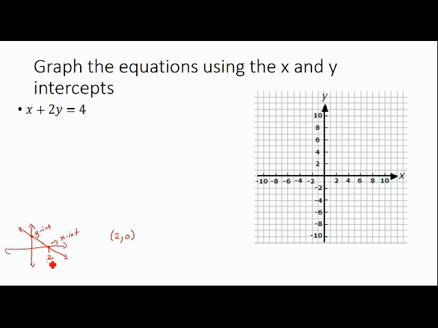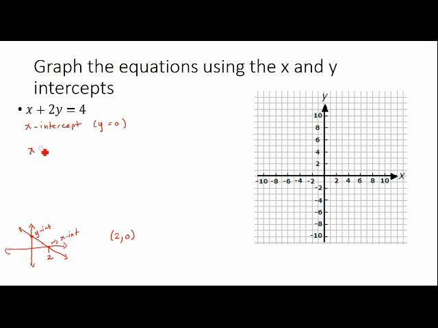If instead it is 5 or any number, still the y-coordinate is 0. So we know that in the x-intercept, the value of y has to be 0. And for the y-intercept, the value of x has to be 0, because it's here. So how do we find the x-intercept? We have to replace y with 0.